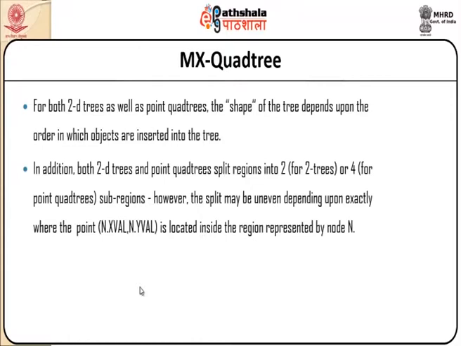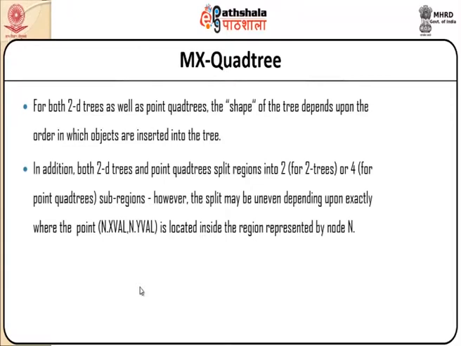In the case of two-dimensional trees as well as point quadtrees, the shape of the tree depends upon the order in which the objects are inserted into the tree. So, the height of the tree depends on the order of insertion, because, as I have talked about, whether the level of the node is even or odd determines the split. Alternately we perform a vertical and horizontal cross section in the two-dimensional tree, and in point quadtrees we do both together, whereas in MX quadtrees it is not the same.